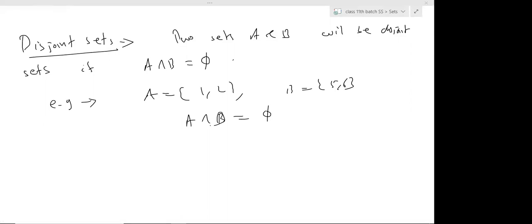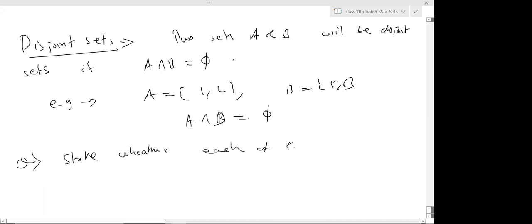We'll solve one question on this also. All right, write it down. State whether each of the following statements is true or false.